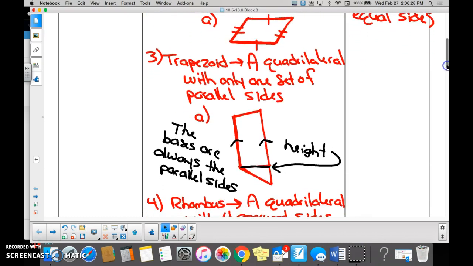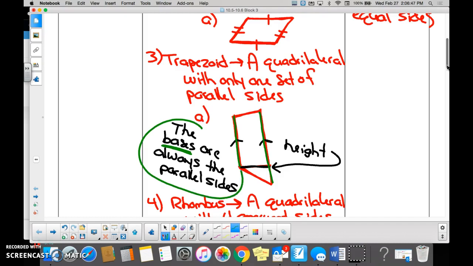All right, so number 3, a trapezoid. This is a picture of a trapezoid, and these sides are the parallel sides. Because those are the 2 parallel sides, they are called the bases. The bases are always the parallel sides, so you have to remember that. From base to base is then going to be considered your height.